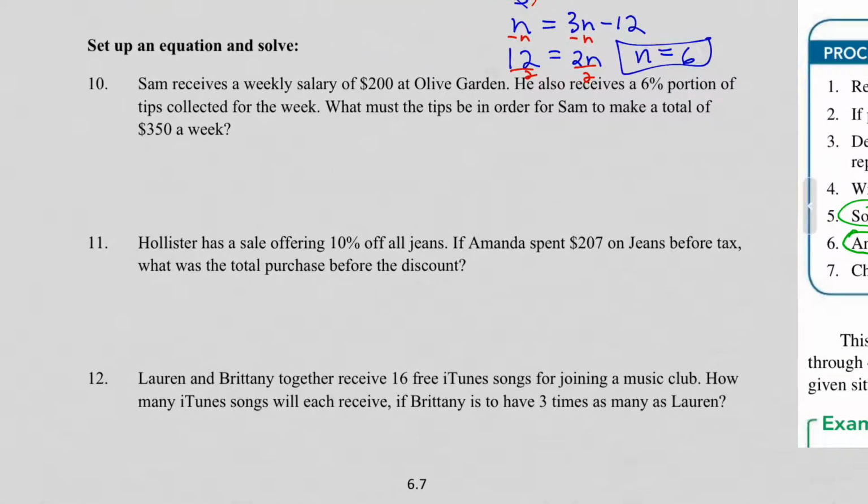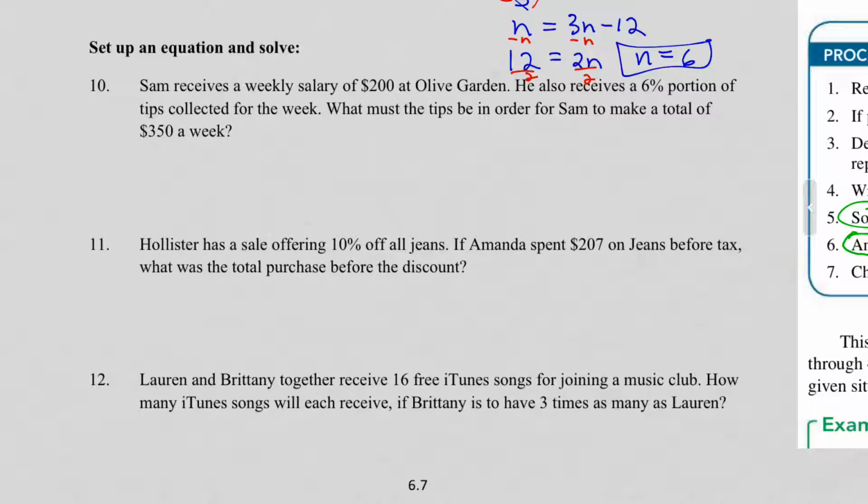Talks about Sam, who's working at Olive Garden. So the weekly salary, so this is not monthly, it's not daily, it's weekly, so that gives us the time frame. And how much and where, well, it's not really important where. He also receives a 6% portion or percentage of the tips collected for the week. So he's getting paid two different ways. And so this is part of the understanding.